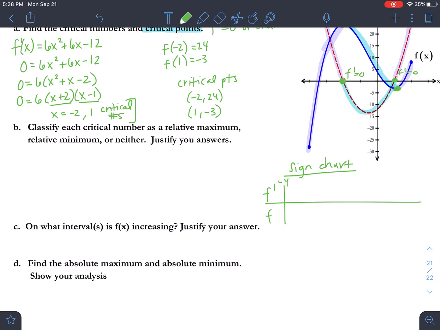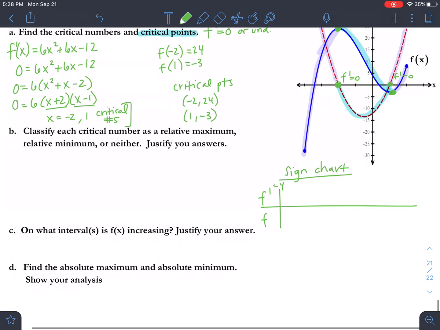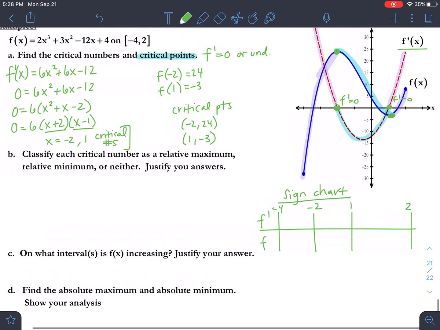We're going to start at -4 because remember our interval is -4 to 2. So -4, and then we're going to put any of our critical numbers. So -2, 1, and finally 2. Again, I used right here -4 to 2, and then I included both of my critical numbers, -2 and 1.